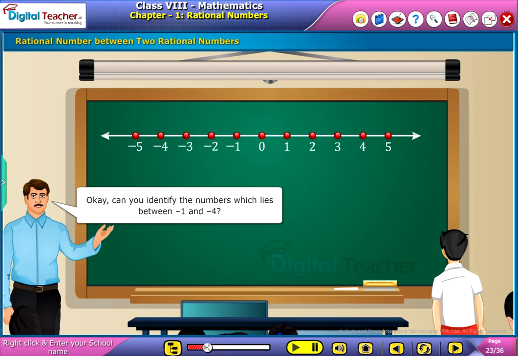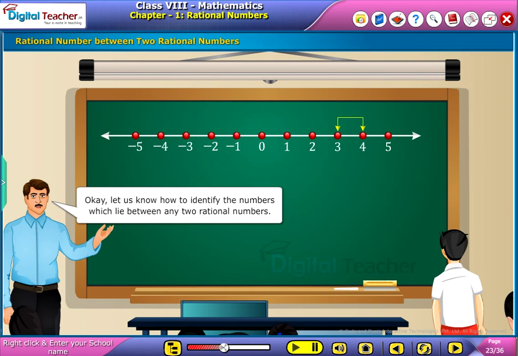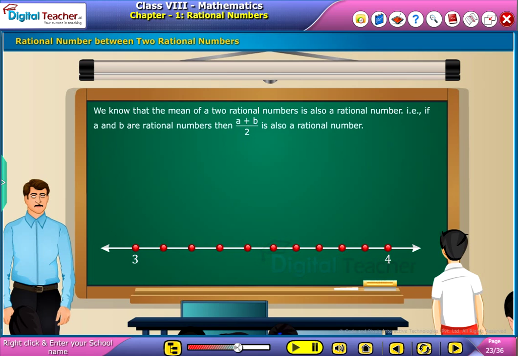Okay. Can you identify the numbers which lie between -1 and -4? Yes, sir. The numbers are minus. How to identify the numbers which lie between any rational numbers?